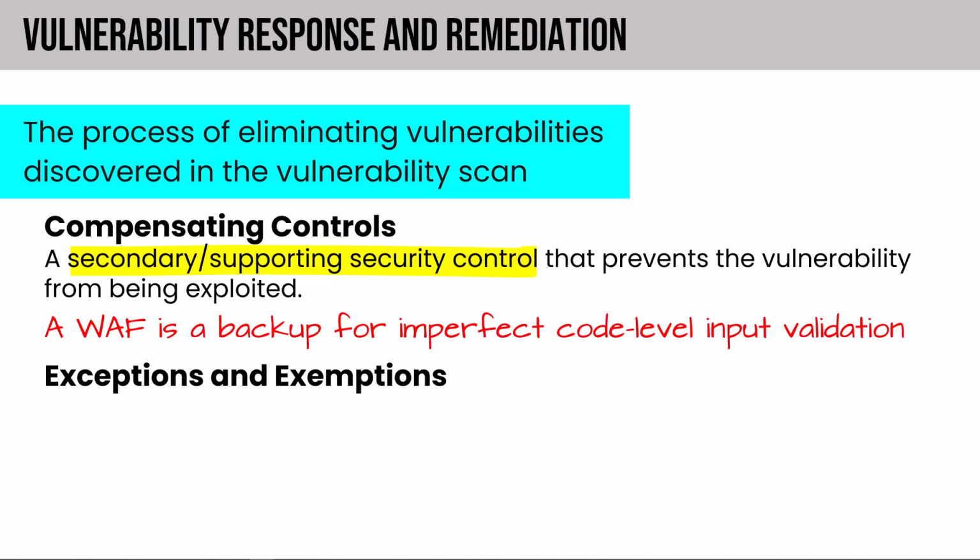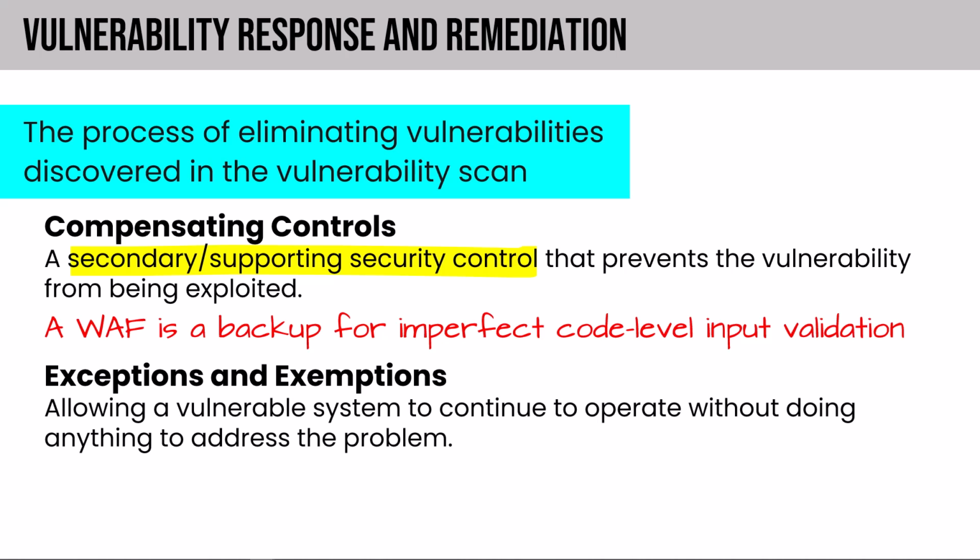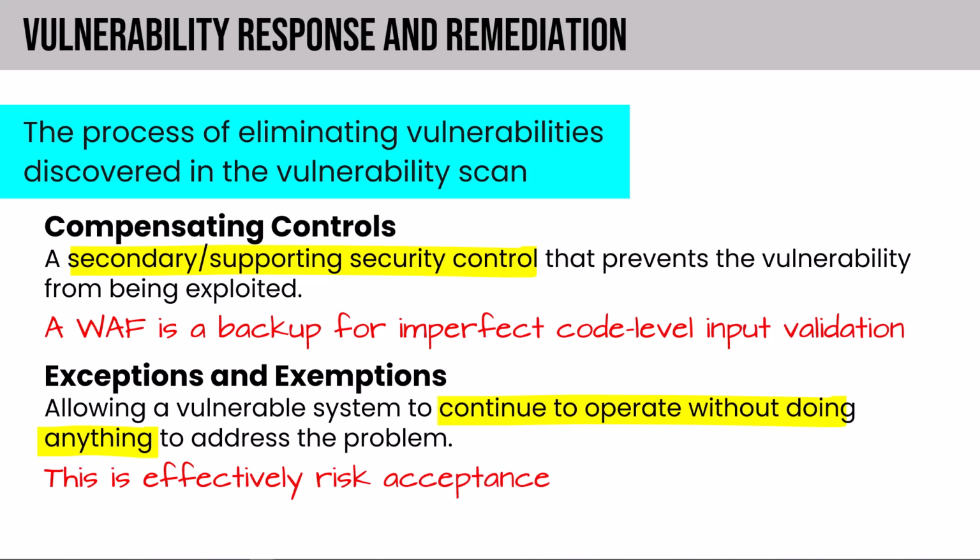An exception or exemption is the last option on the response list in the syllabus, which is allowing a vulnerable system to continue to operate without doing anything to address the problem. This is effectively risk acceptance, and is a decision that must be weighed very carefully. We don't want to accept risks that are too high or too meaningful to the organization to fail to address.